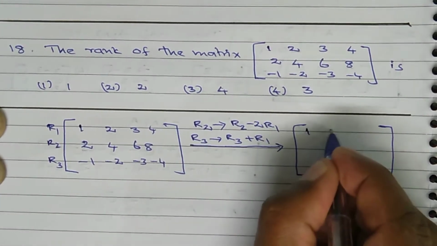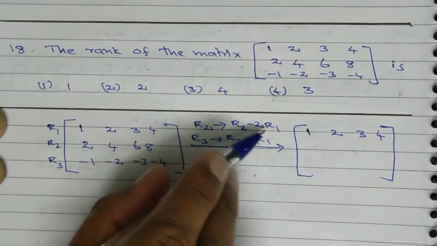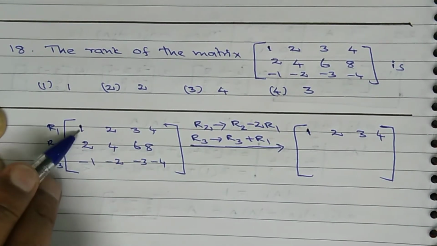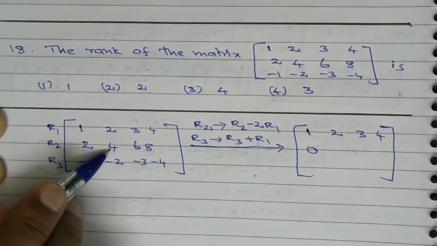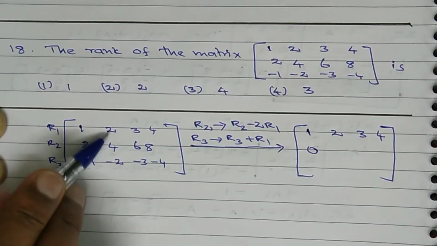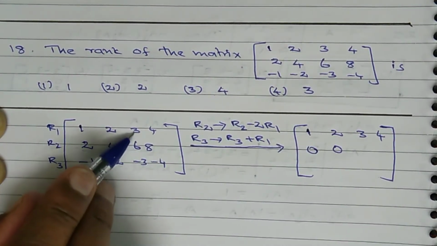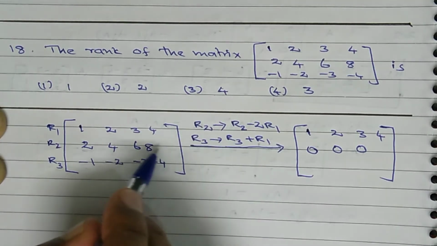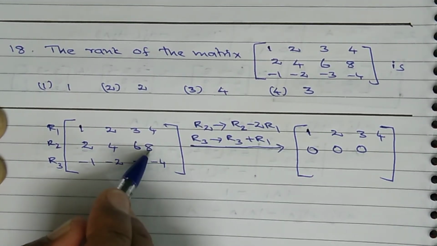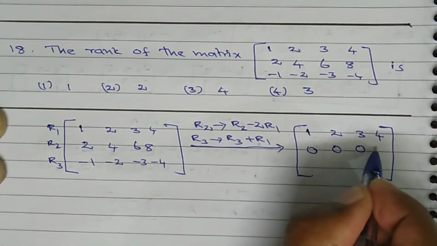So first, write the first row. Second row minus 2 times row 1. 2 minus 2 into 1, minus 2. 2 minus 2, 0. Here 4 minus 2 into 2, minus 4. 4 minus 4 is 0. 6 minus 2 into 3, minus 6. 6 minus 6 is 0. Here row 2 is 8, minus 2 times R1. 8 minus 2 times 4, minus 8. 8 minus 8, 0.